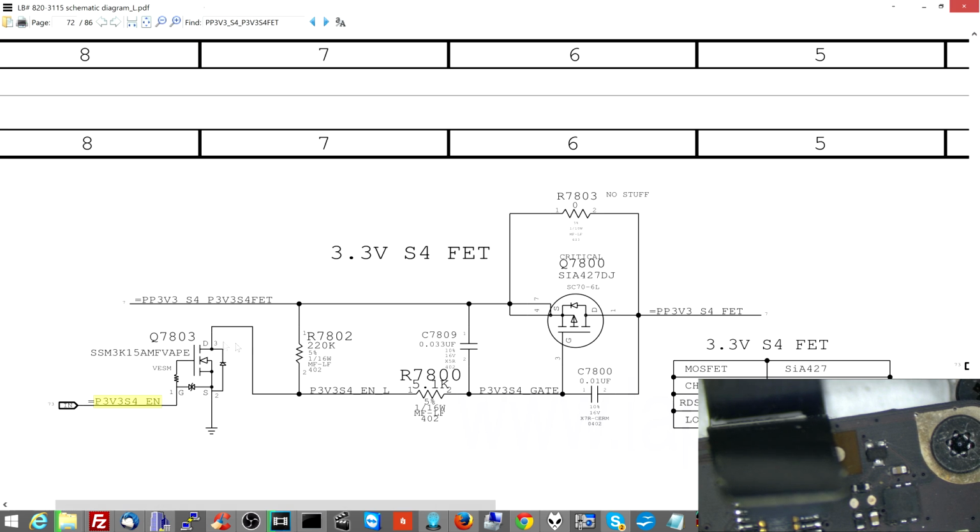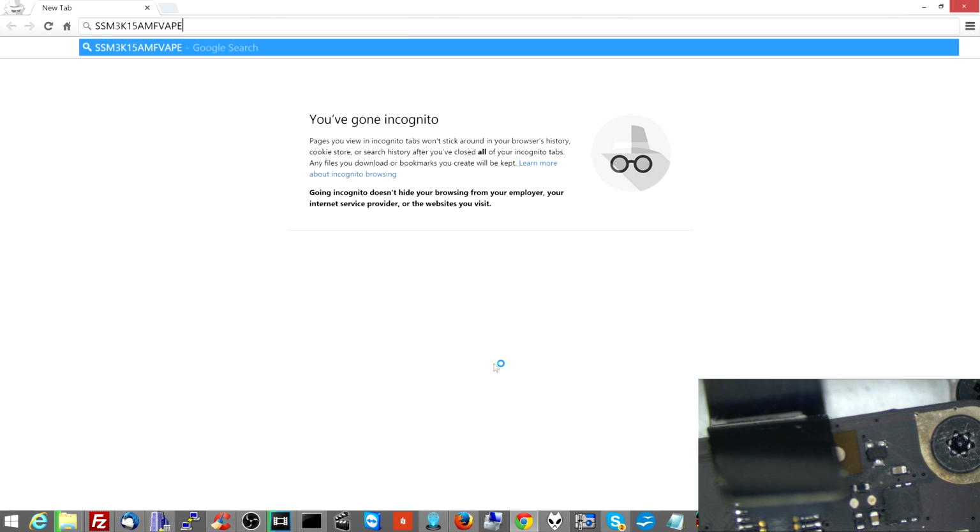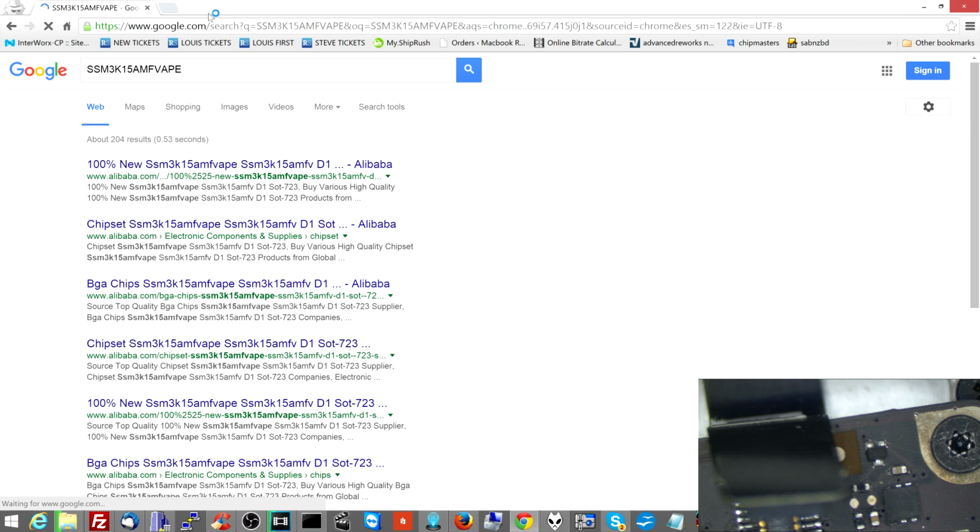So now let's continue chasing. Again, we're not going to replace this. It's doing its job. We're not going to replace any of this because all of this is doing its job. It is. And let's just double check. I'm just going to make sure that I'm not talking out of my ass here. Let's just make sure that that chip is actually an N-channel MOSFET and not a P-channel MOSFET.